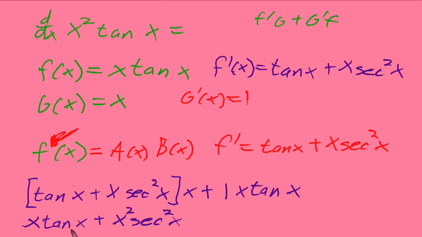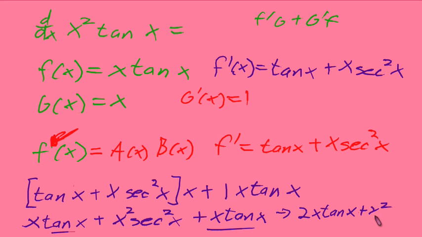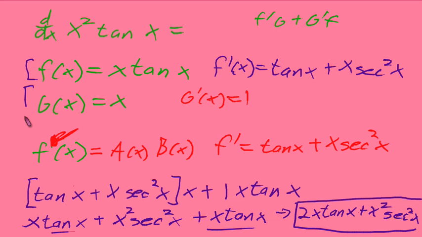Both of these times another x, so that gives us x tangent x plus x squared secant squared x plus another x tangent of x. So when we combine these terms, 2x tangent of x plus x squared secant squared x, which was the exact same answer we got doing the other two methods. So no matter how you pick your f of x and your g of x, you will always get the same answer using the product rule.